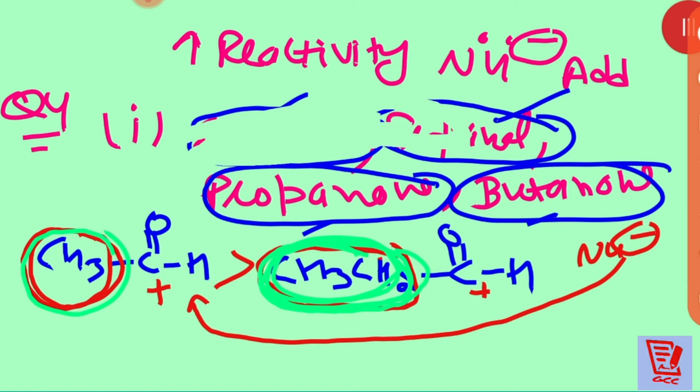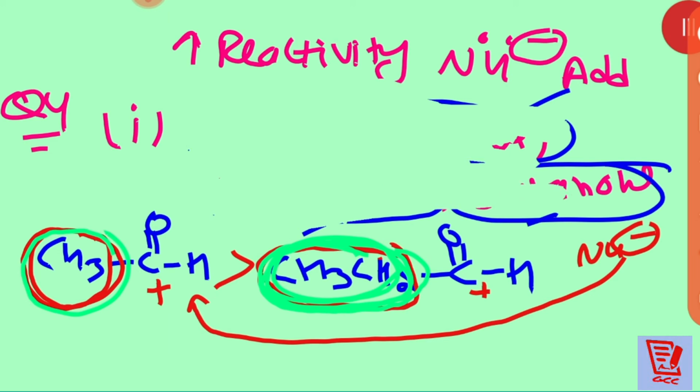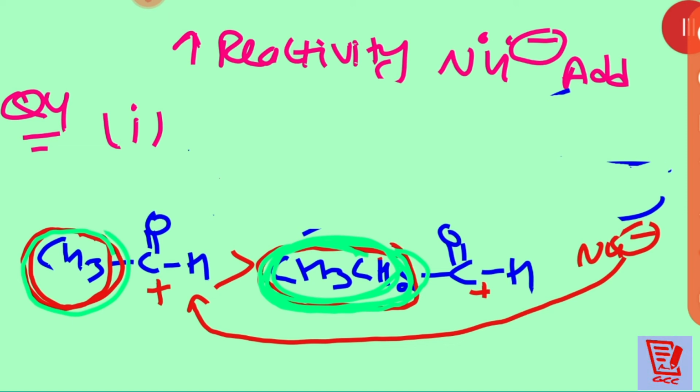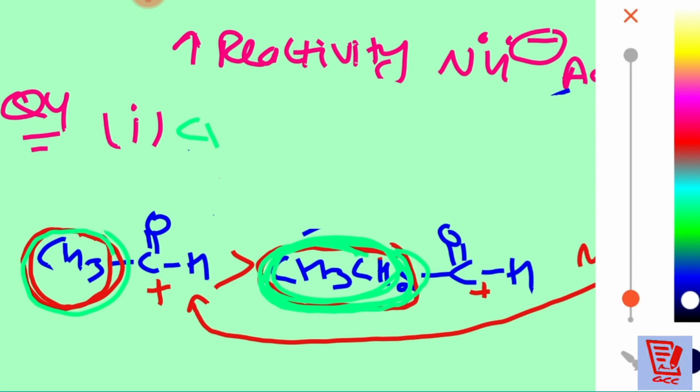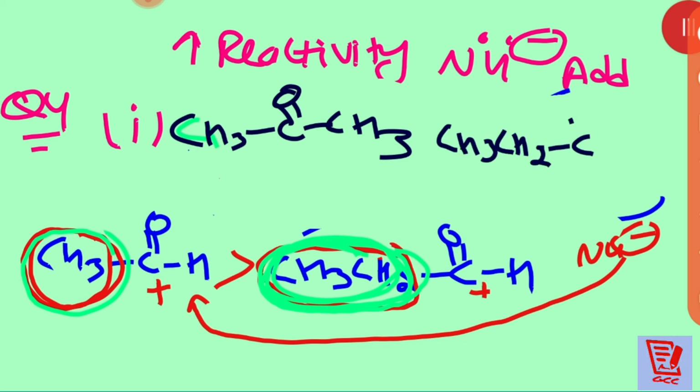Same way, students, now we have two more: propanone and butanone. First of all we'll see the formula of propanone and the formula of butanone. Please all of you see, the formula of propanone is CH3COCH3. And the butanone formula will be CH3COCH2CH3.